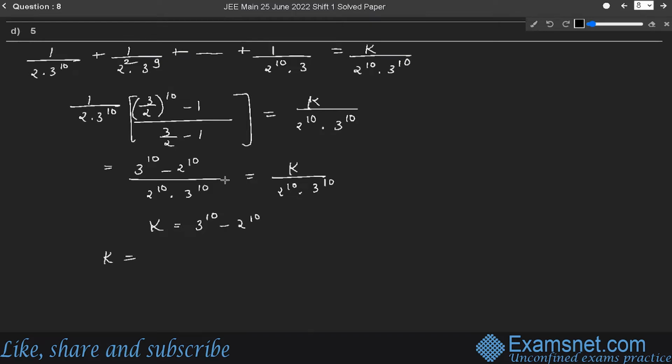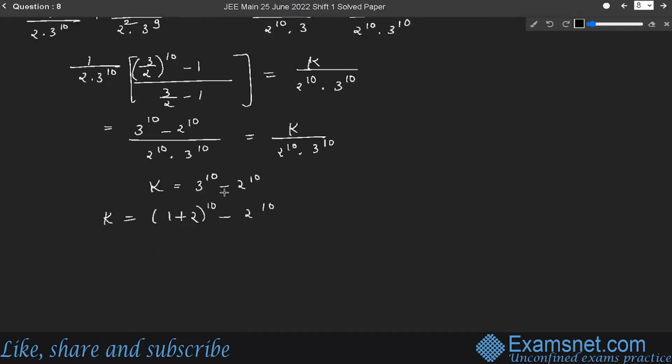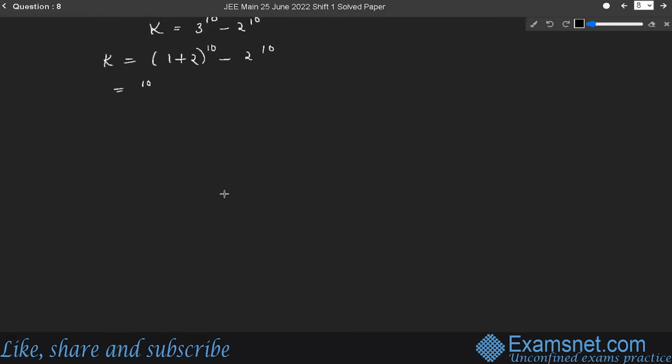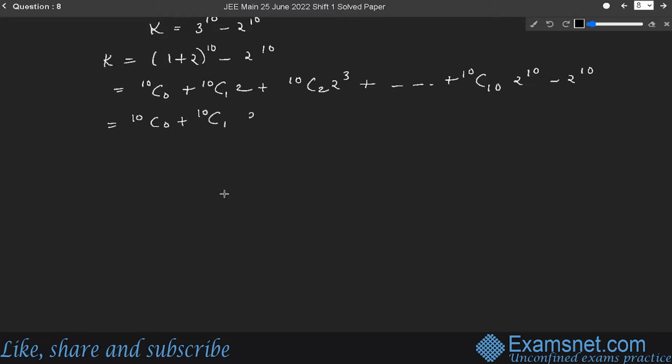So we can say that k will be equals to 3 power 10 minus 2 power 10. Now k will be equals to 1 plus 2 power 10 minus 2 power 10. So it can be also written as 10C0 plus 10C1 into 2 plus 10C2 into 2 square plus so on up to 10C10 into 2 power 10 minus 2 power 10. So this will be equals to 10C0 plus 10C1 into 2 plus 6 lambda plus 10C9 into 2 power 9. So it will be 1 plus 20 plus 5120 plus 6 lambda.